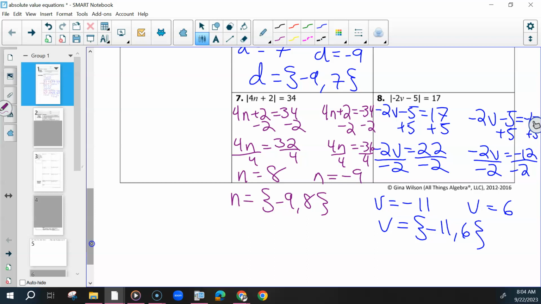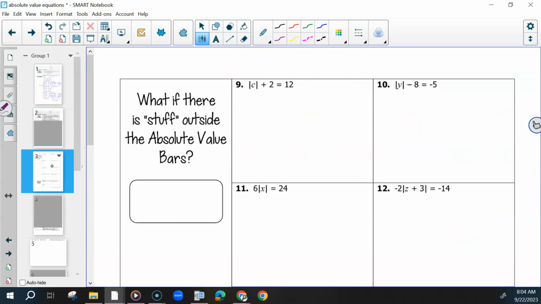Let's go on to the next page. So all of the ones we've done so far were already isolated. Now let's talk about what happens when they're not isolated. In this box, isolate the absolute value bar. So basically we're going to do everything we were just doing before, but now we also have to worry about the outside.